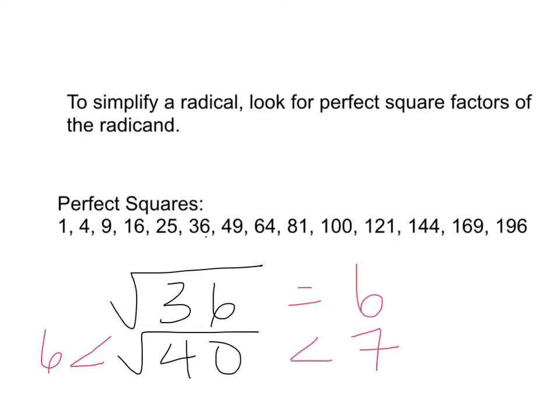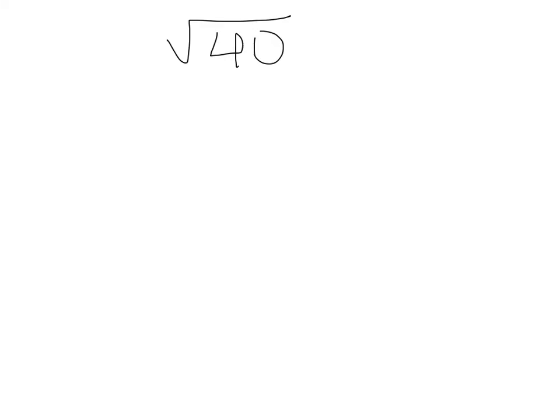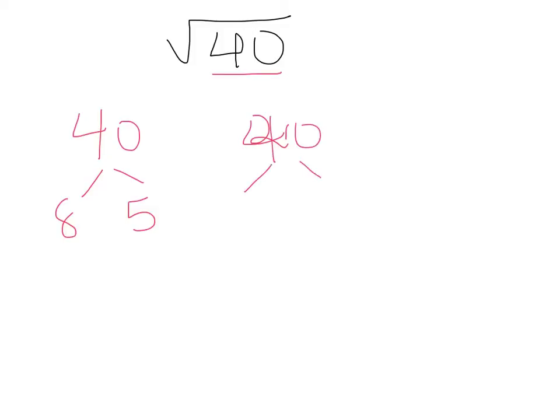So let's do that. So in order to simplify radicals, we have to look for perfect square factors of the radicand. So the radicand is 40. So if I want to look for perfect square factors, you may want to start by using a factor tree. And there's several different ways to factor 40. We can do 8 times 5. We can do 2 times 20. We can do 10 times 4. There's a lot of different ones we can do, but we want to do something in such a way that we do have a perfect square factor.